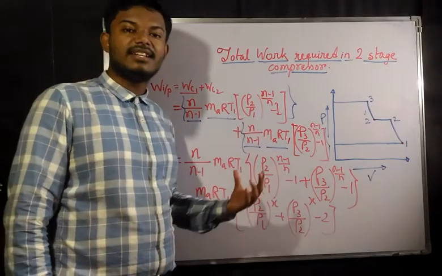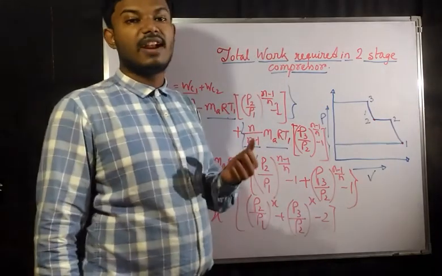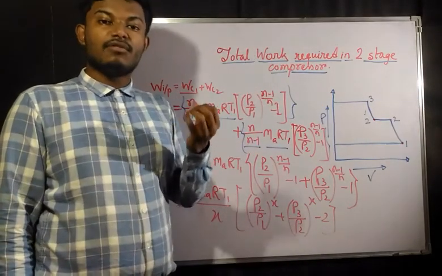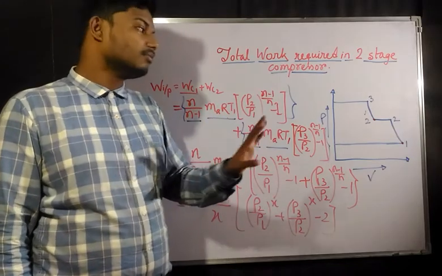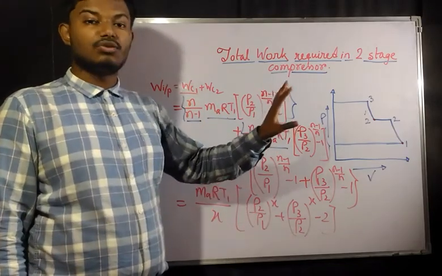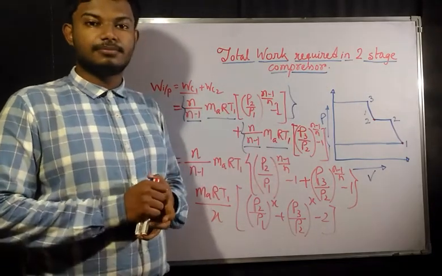Okay, we are equating the derivative with 0. After that we are going to find some conditions, following which we are going to find out what the conditions are for the minimum work that will be required by the compressor to compress air from pressure 1 to pressure 3.